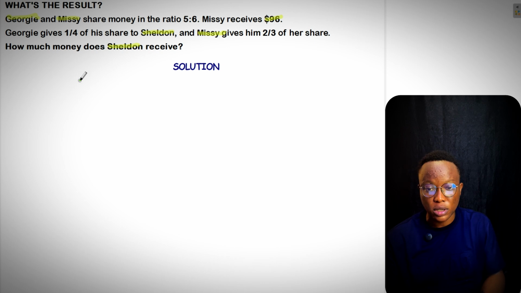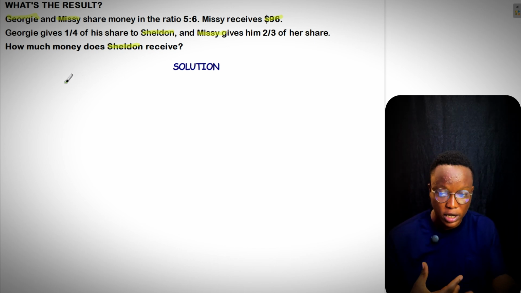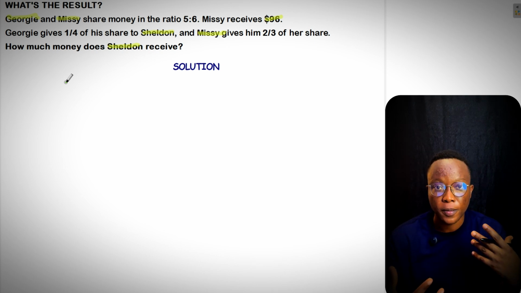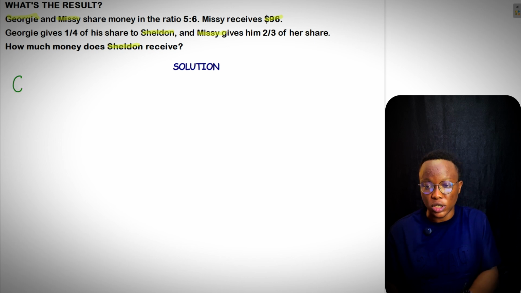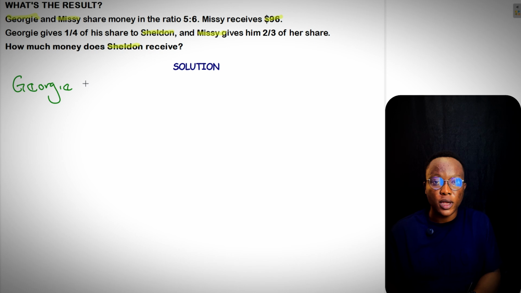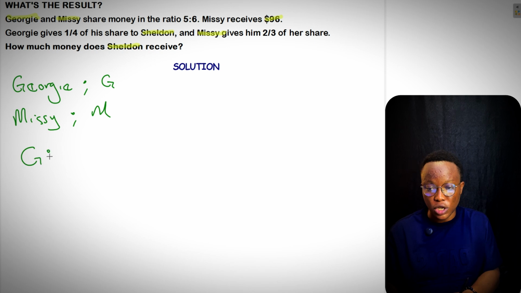So it's going to be a mix of ratios, basic ratio knowledge, and algebra, right? So just follow me. Let's say Georgie, let's represent him with G, and Missy with M. So what we are saying is G ratio M is equal to 5/6.